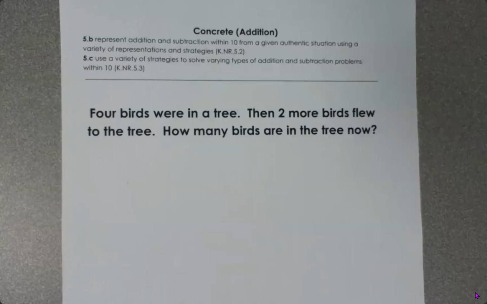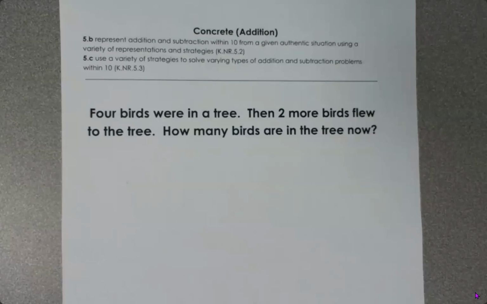IOA 5.B states that students will represent addition and subtraction within 10 from a given authentic situation using a variety of representations and strategies. And IOA 5.C states that students will use a variety of strategies to solve varying types of addition and subtraction problems within 10. We have these two IOAs clustered together as we want students to be given problems in authentic situations, but also have the opportunity to use and learn a variety of strategies as they're solving those situations.